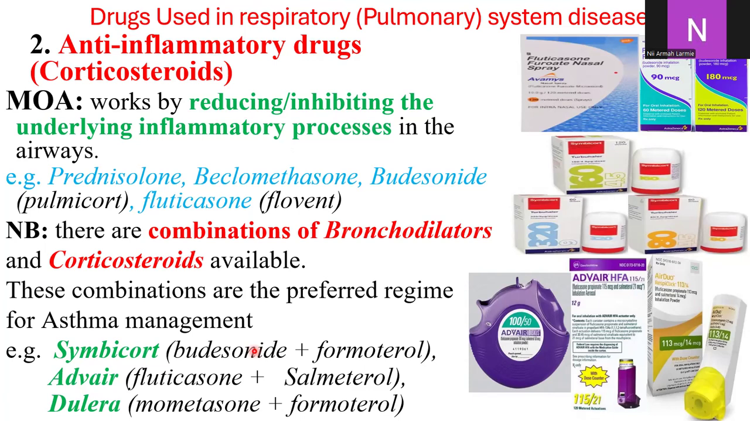Now, because of this, they are usually used together with the bronchodilators. The combination of a bronchodilator and corticosteroid is now the best choice for managing asthma and COPD. In the combination, first, the bronchodilators give quick relief, and the corticosteroids help with maintenance and repair.